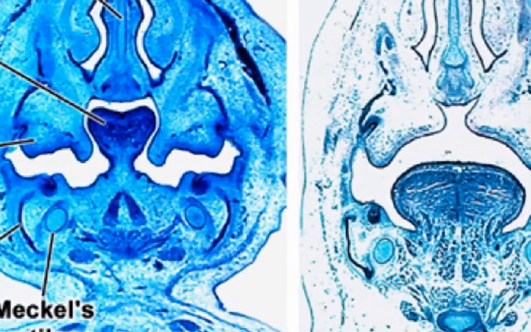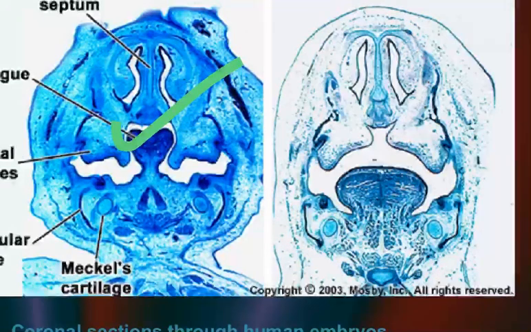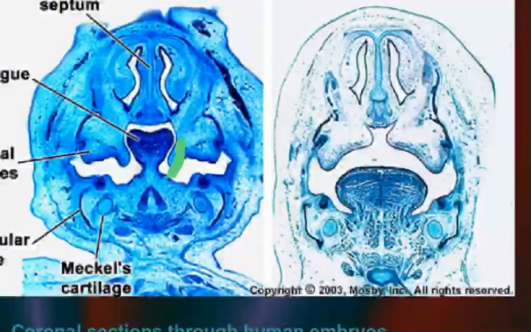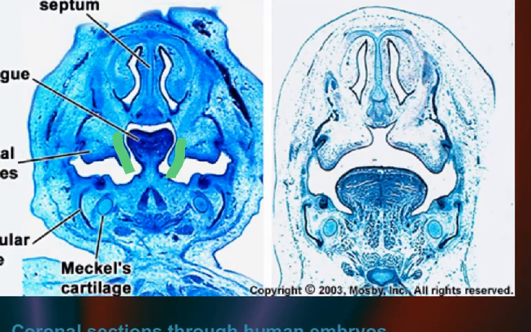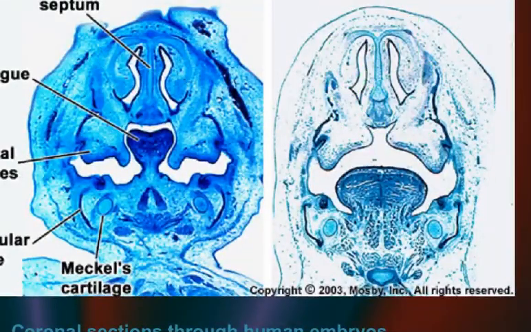Here we see two coronal sections at two different ages. We explained that before: this one is 7 weeks in utero, as you see the lateral palatal shelves are growing vertically, and this one is the 8th week in utero, as the lateral palatal shelves are growing horizontally.